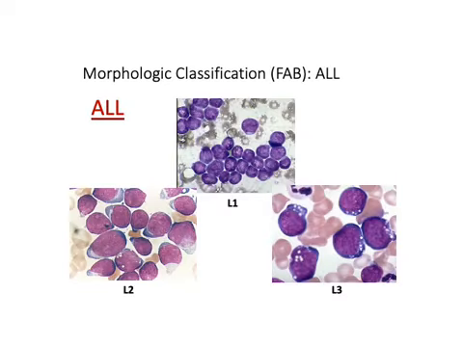Now, based on morphology, the French-American-British group has classified the acute lymphocytic leukemia into three morphologic groups: the L1, the L2, and the L3. The most characteristic of these is your L3, which shows cytoplasmic vacuolation. Your L3 is the leukemic equivalent of your Burkitt's lymphoma. The L2 may be quite difficult to distinguish from a myeloblast.